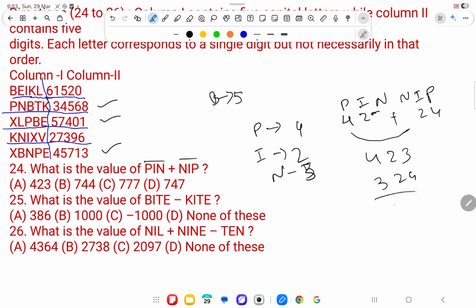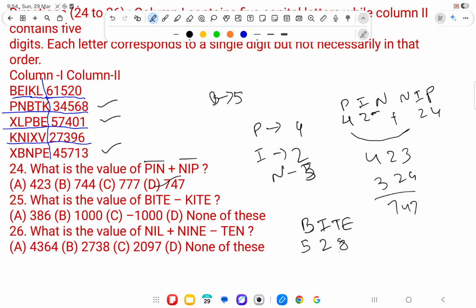So 4, 2, 3, 7, 4, 7 is our answer. Option D. Then BITE. B, we have already taken, B is 5. Then I is for 2. Then T is the only letter which is not repeated. So the only number which is not repeated is 8.